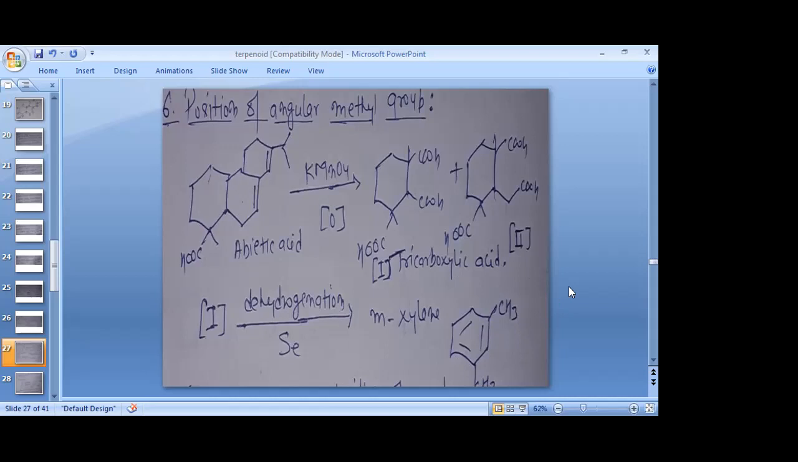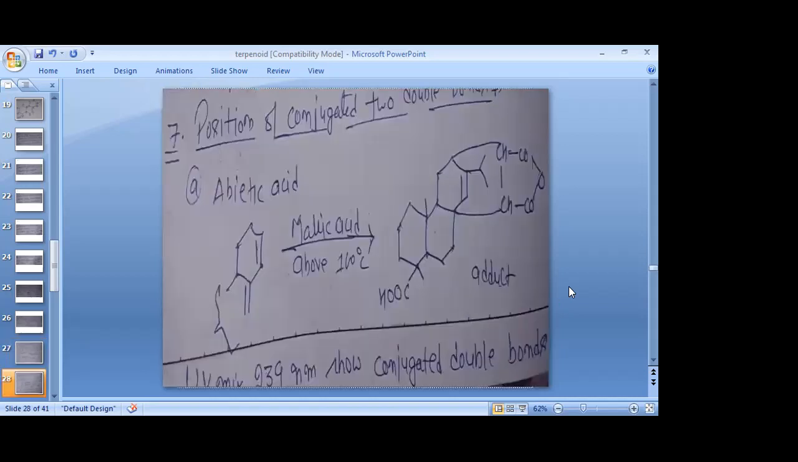So metaxylene, clear, your angular methyl group exists at the 10th position. Not only this reaction, other reactions also, right? After confirming the position of the angular methyl group, the next point is the position of the conjugated double bonds. The number of double bonds is already confirmed by the hydrogenation or reduction reaction, because when your compound reacts with 2 molecules of hydrogen, it converts into a saturated product. So the number of double bonds is already confirmed.